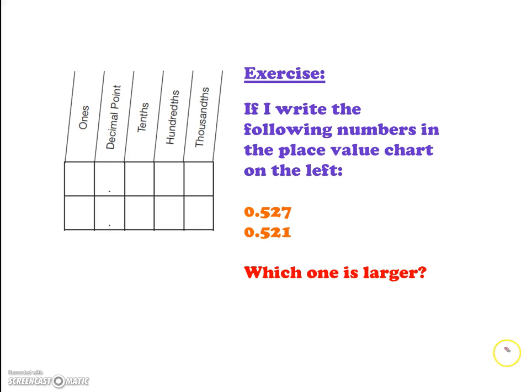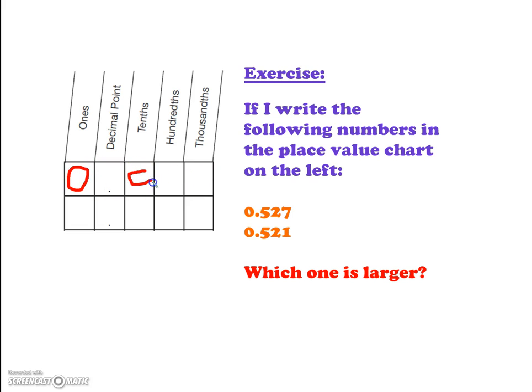So what we talked about today was ordering decimal numbers. Let's start with two numbers here. We have 527 thousandths and 521 thousandths. Now to show you why it's important to line them up with their decimals right on top of each other, I'm going to put these numbers in a place value chart.